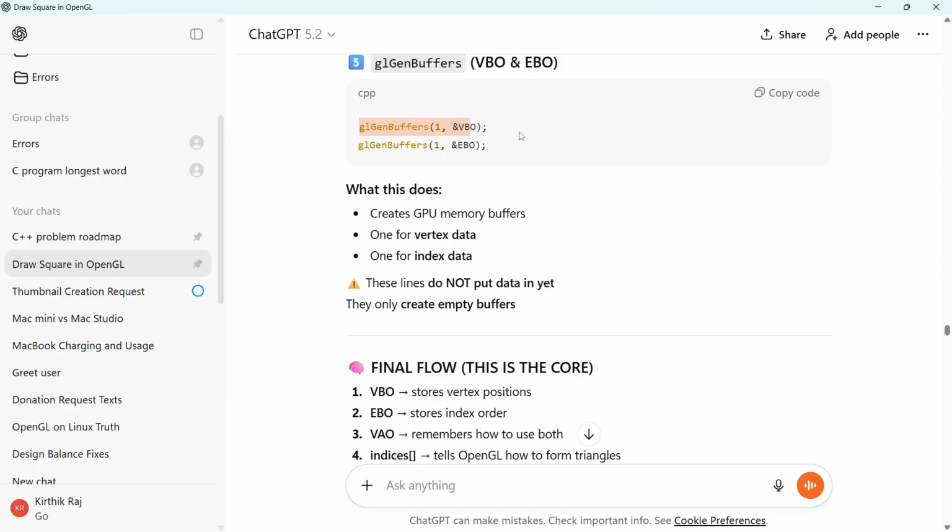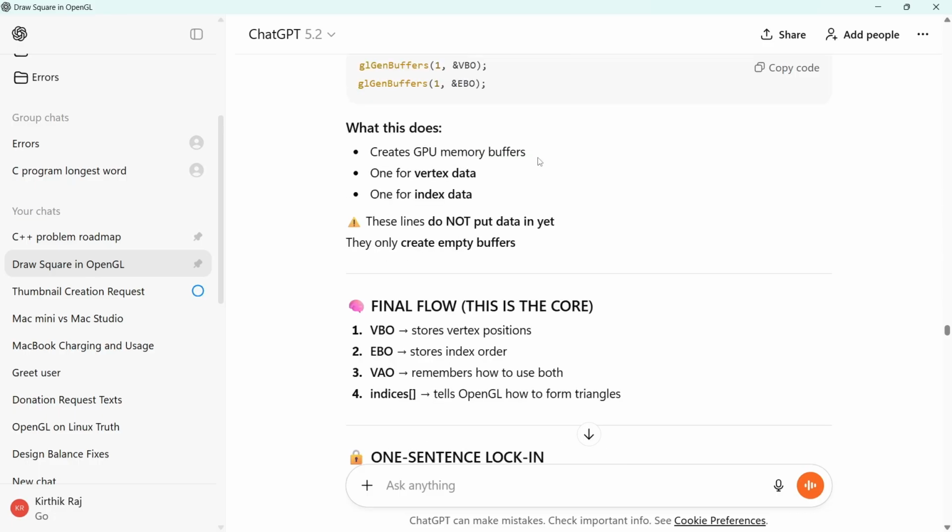So this one is actually creating a vertex data memory, a GPU memory buffer. And this one is creating a space for the index data in the GPU memory buffer. These lines don't put in any data, they only create empty buffers.